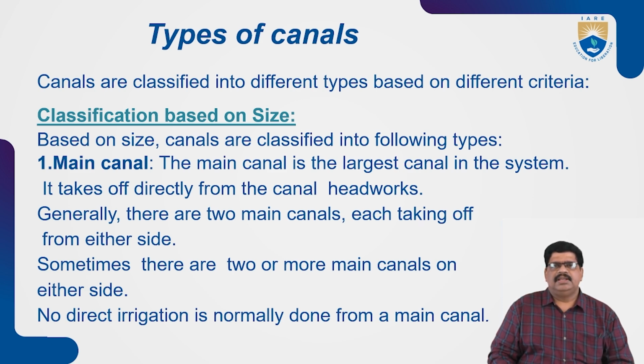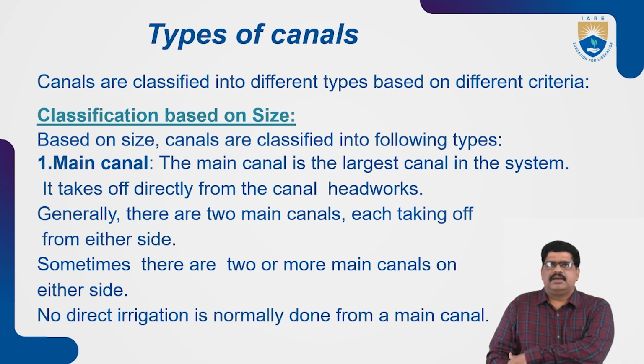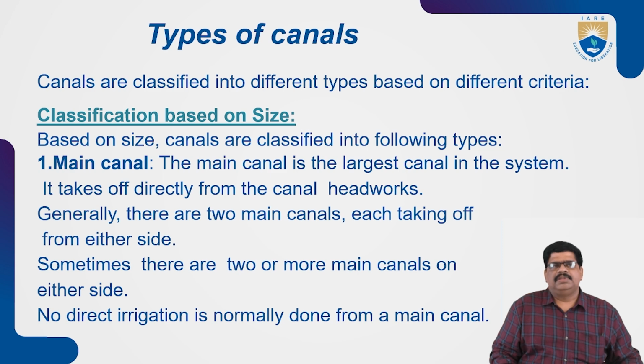The major sizes of canals can be classified starting with the main canal. The main canal is the largest canal of the system. It takes water directly from the headworks, generally a reservoir. Generally there are two main canals, each taking off from either side of the reservoir. Sometimes there are two or more canals on either side of the main canal. No direct irrigation is normally done from the main canal, which takes off from the reservoir.